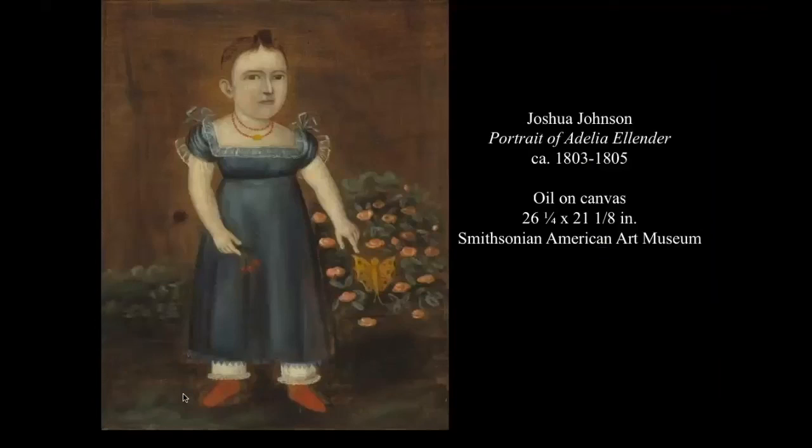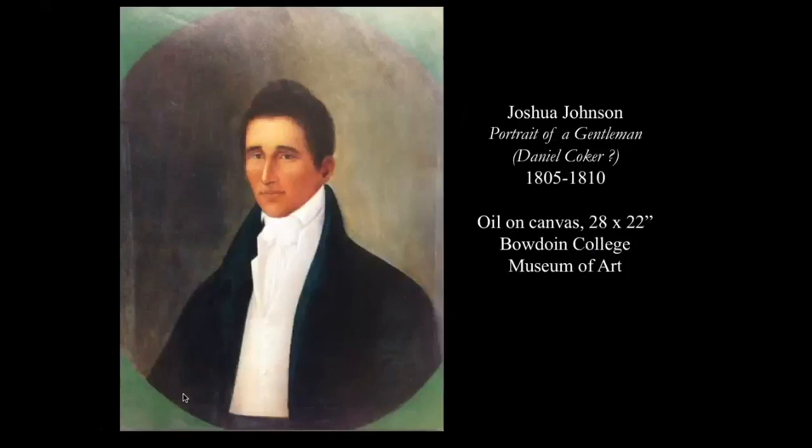So here's another portrait by Joshua Johnson of Adelia Ellender, and we see again the cherries and those beautiful red shoes. But we also have two works of art by Joshua Johnson that he made of African Americans. In this case, this is probably Daniel Coker, who was the most influential African American in Baltimore at the turn of the 19th century. He was a minister of the very new African Methodist Episcopal Church. Actually, he had helped to found that church in Baltimore, and was also a proponent of repatriation to Africa.